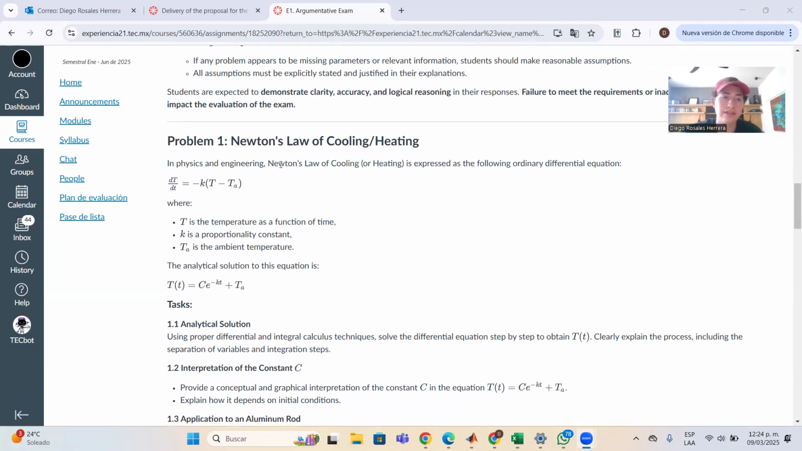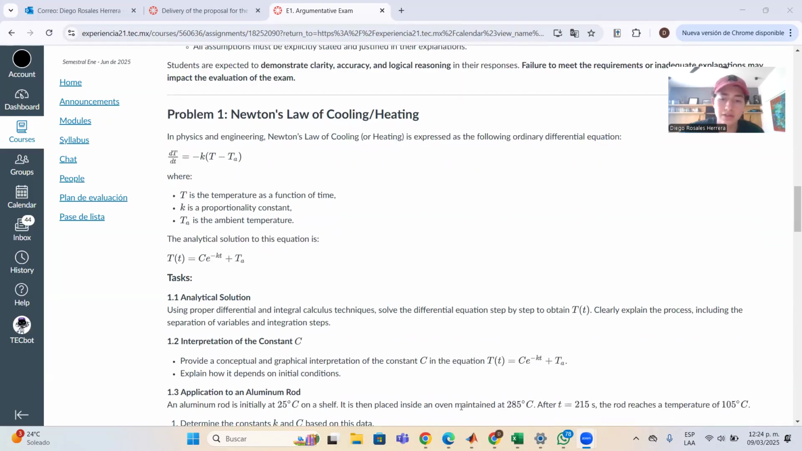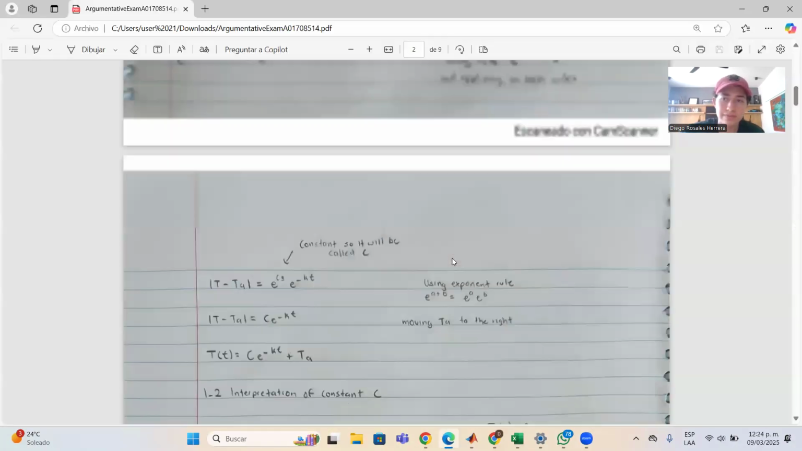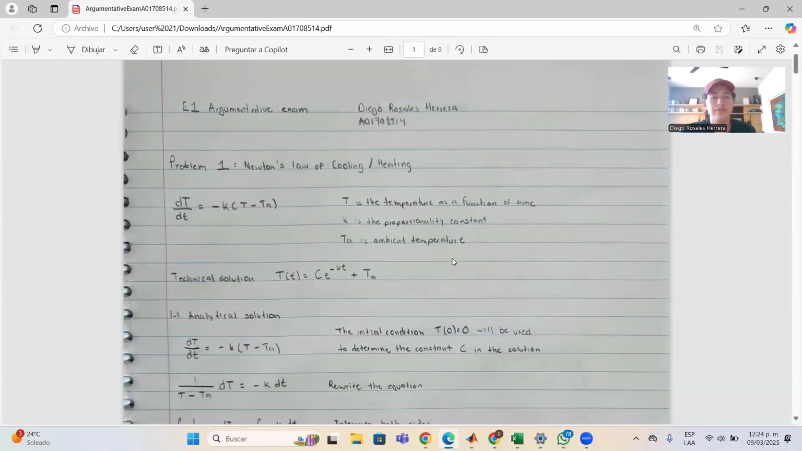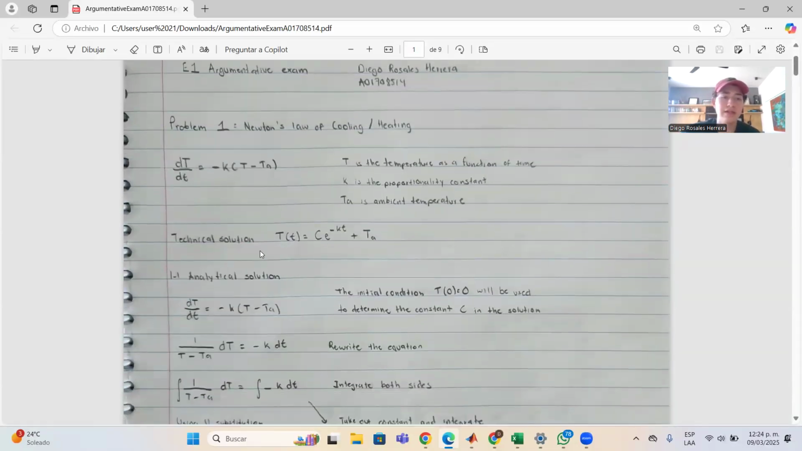To start off, the first exercise was problems on Newton's law of cooling and heating. So I'm going to show you my process. For this first problem, I had to get the analytical solution of this equation, but rearranged as temperature as a function of time.